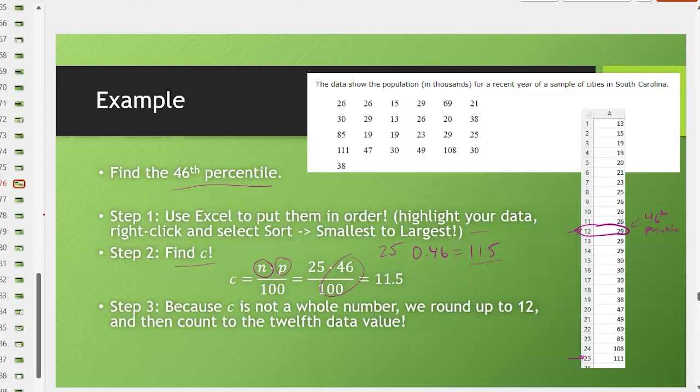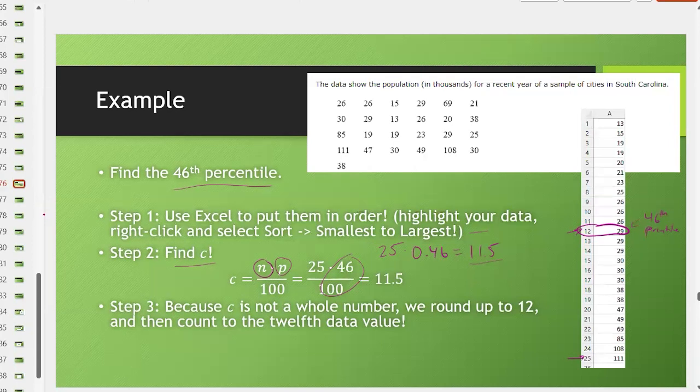And that just means that 46% of the data is below this value of 29. And we can do the same thing with other data values if we just chose another percentile.